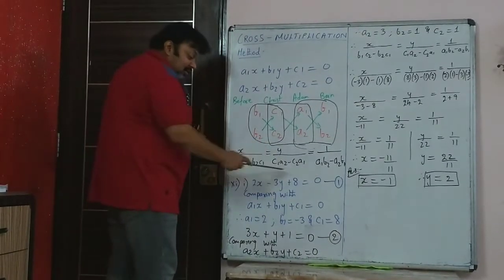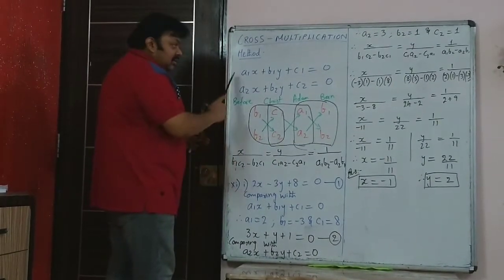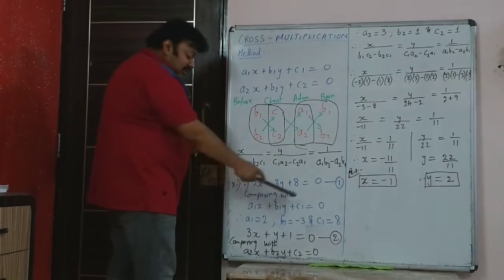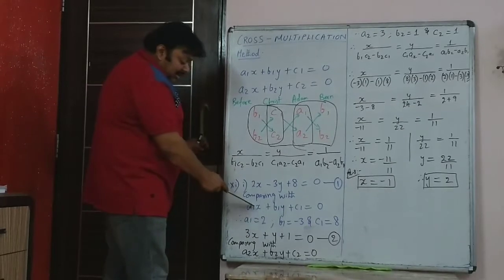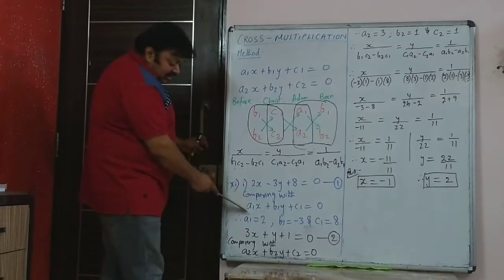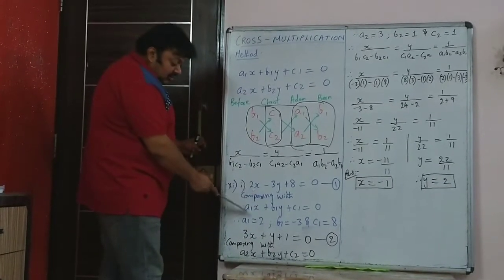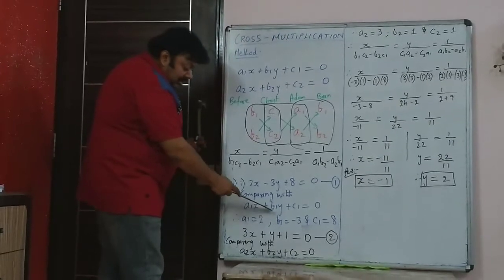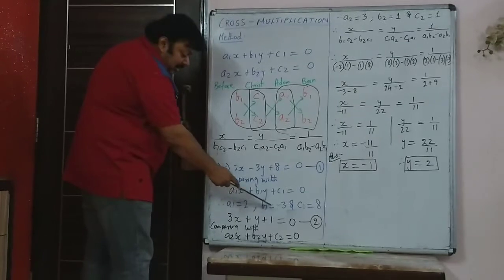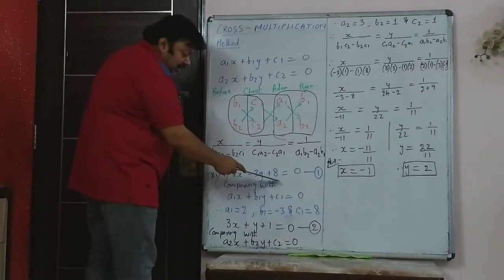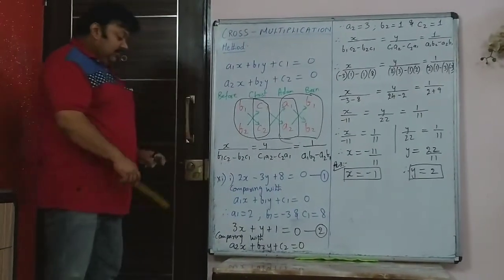This was the given equation, the first equation in the form in which we are going to use this formula. So you are comparing the coefficients. The coefficient of x is a1, here it is 2, so a1 is equal to 2. b1y is minus 3y, so b1 is equal to minus 3. And c1 is equal to 8.